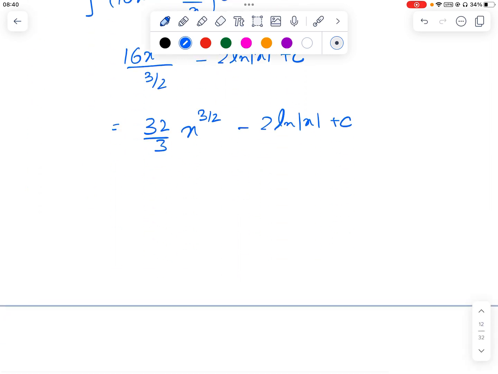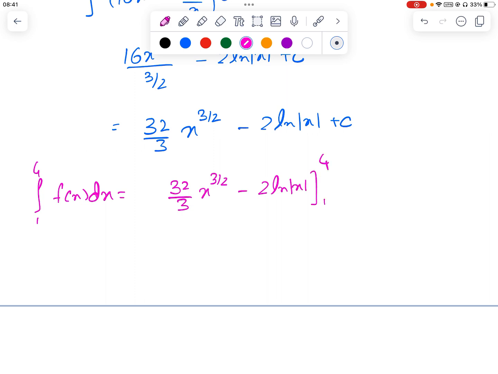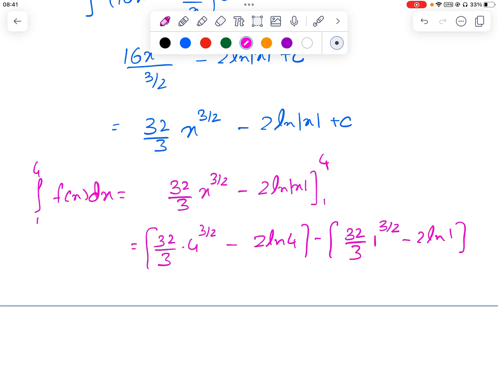Now in the next part, what is he asking? Apply the limits 1 to 4 for that f of x. Means for that answer, we are going to apply the limits. 32 upon 3 x power 3 upon 2 minus 2 ln x from 1 to 4. So plug in 1 to 4: 32 upon 3, 4 power 3 upon 2 minus 2 ln 4, minus 32 upon 3, 1 power 3 upon 2 minus 2 ln 1.